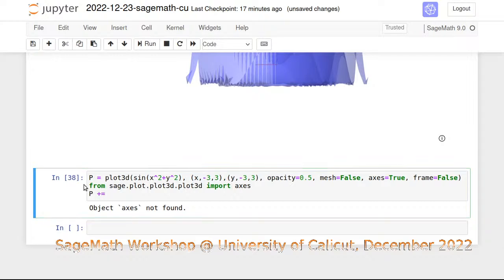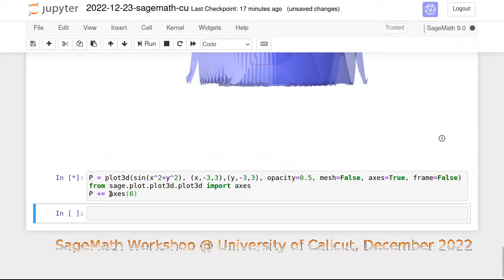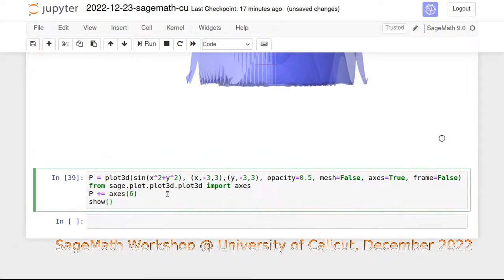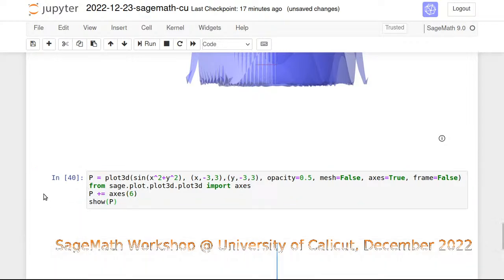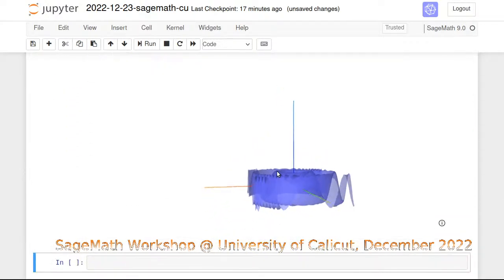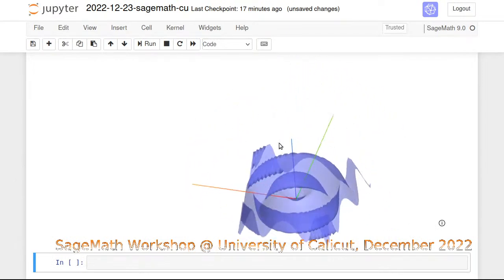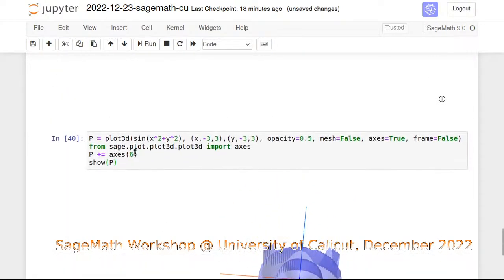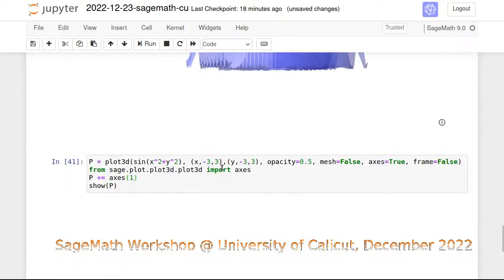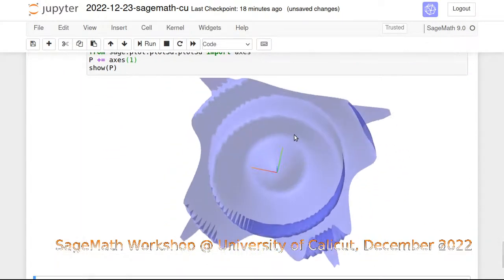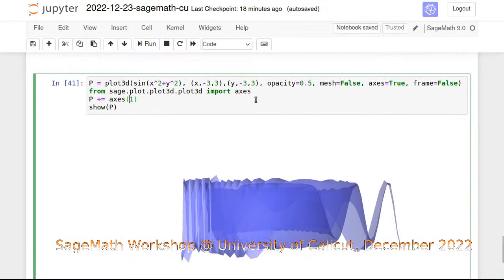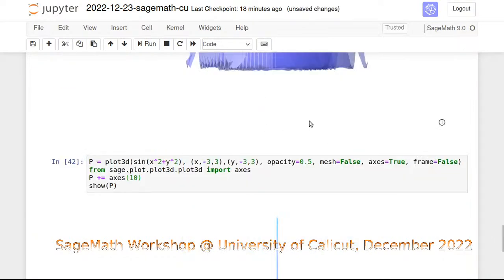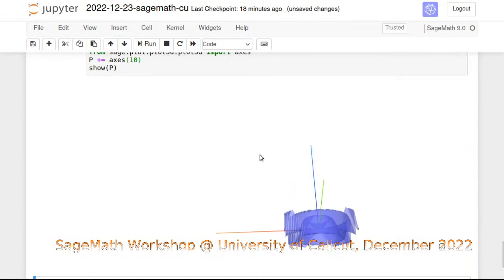Let us add an axis to this and see what it is. You can see a bigger axis. Now, what is 1 by 6? What is the effect of 1? That's the default axis. Now we are changing the axis style to 10. Really large.